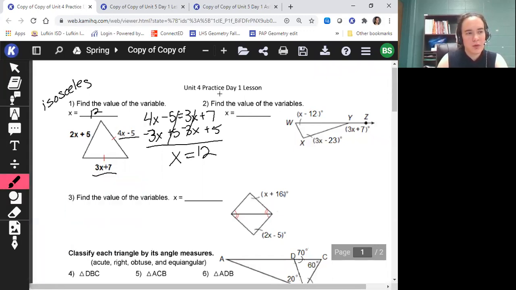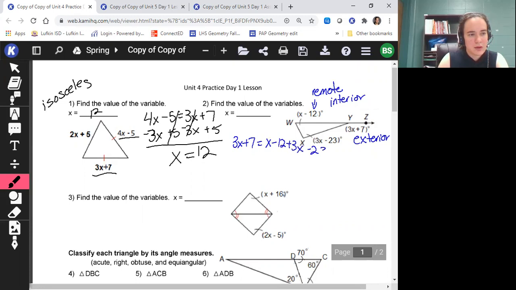On our next one, again, we're finding the value of the variable. And we have remote interior angles, and we have one exterior angle. And that exterior angle is 3x plus 7. And remember how we set up when we have remote interior angles and an exterior angle is that the exterior angle, 3x plus 7, equals the two remote interior angles added together, x minus 12 plus 3x minus 23.